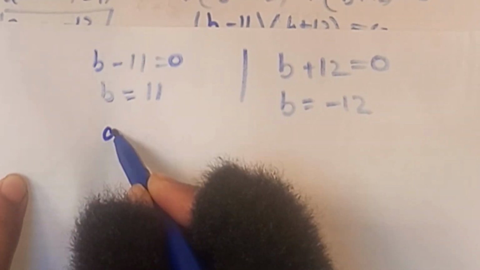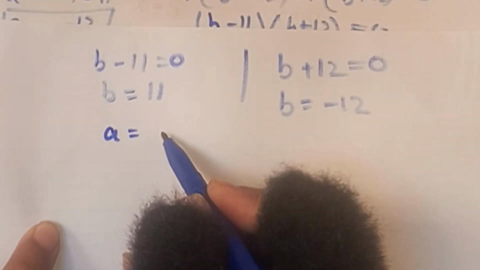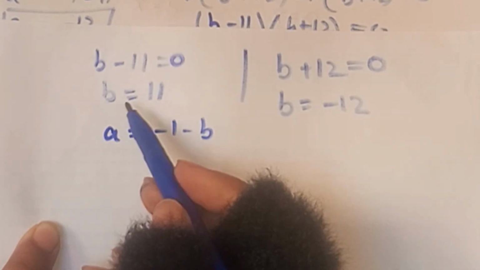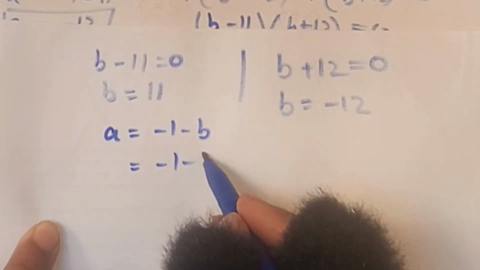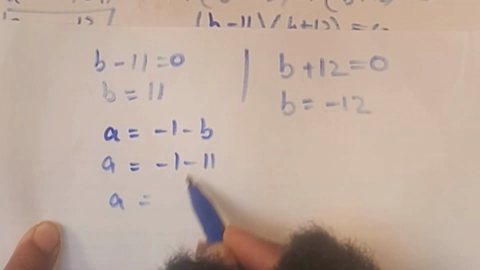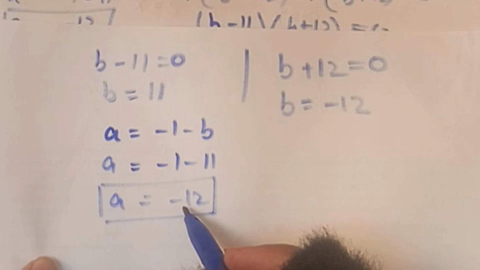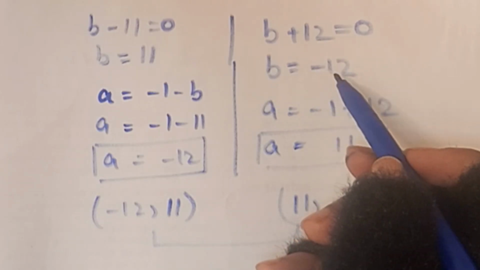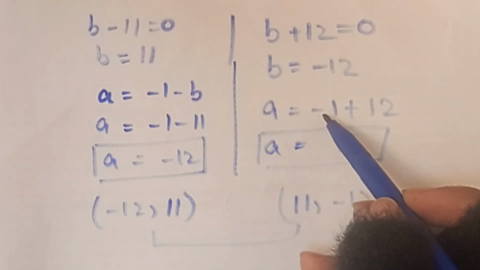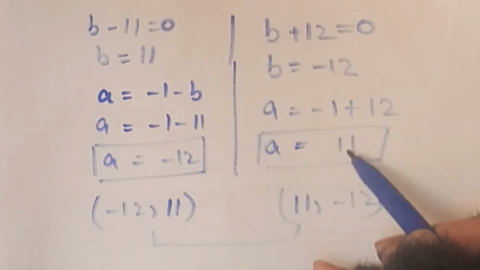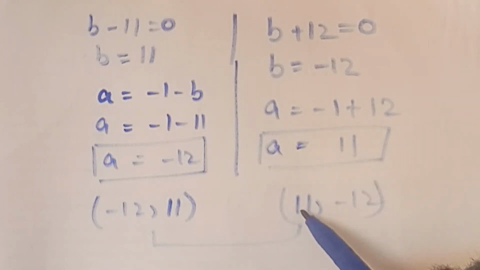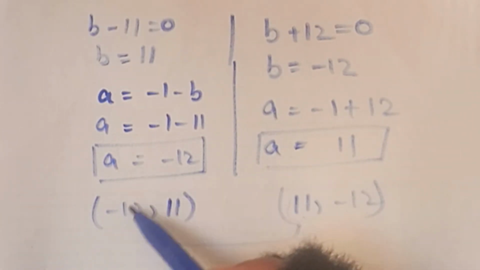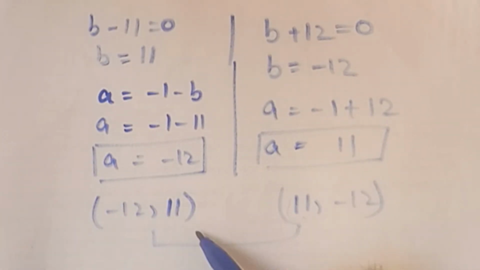Now it's given that a = −1 − b. First we substitute the value b = 11. So this becomes −1 − 11, which is −12. So the value of a is −12. Now we substitute b = −12 in this equation, then this becomes −1 + 12, which is 11, so the value of a is 11 in this case. So if the value of a is 11, then the value of b is −12. If the value of a is −12, then the value of b is 11, and we have done. Thank you.